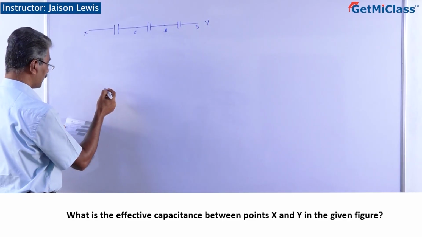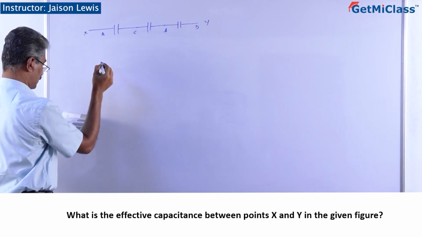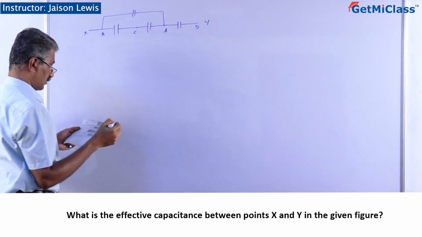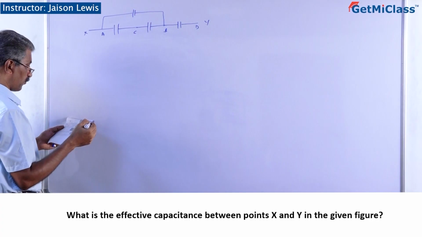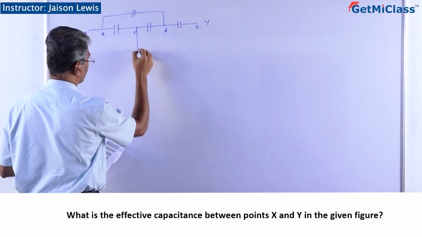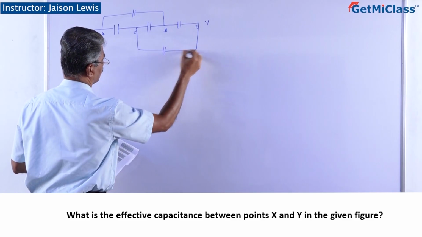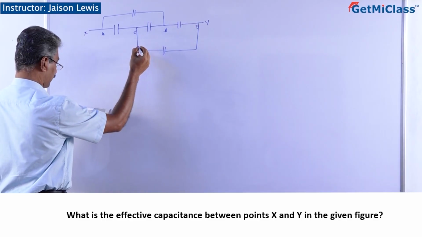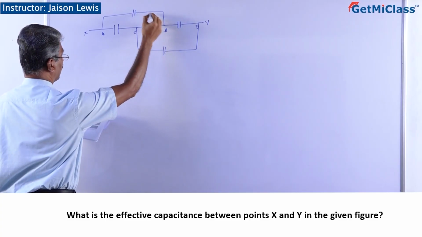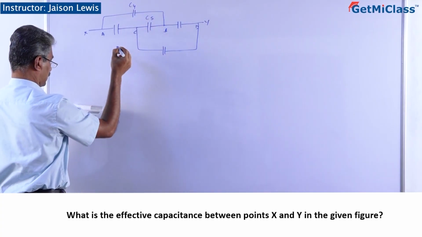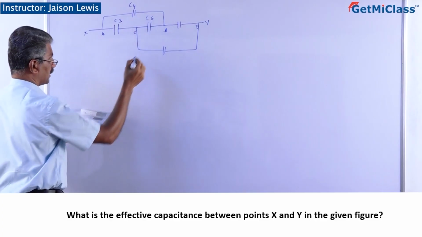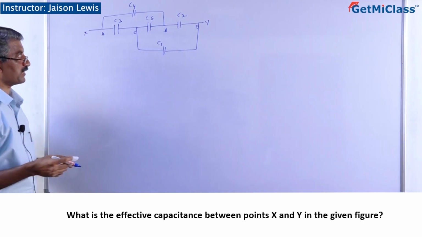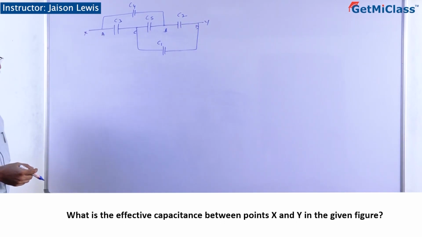Then between A and B we have one capacitor, that is C4, marked as C4, and between C and D we have one more capacitor. So we'll name these capacitors. It is C1 and this is C5, it is C4, it is C3, it is C1 and it is C2. So C1 to C5, there are 5 capacitors which are connected as shown in the diagram.